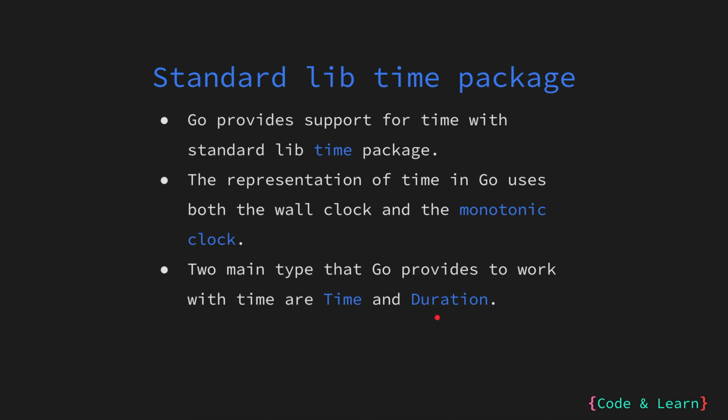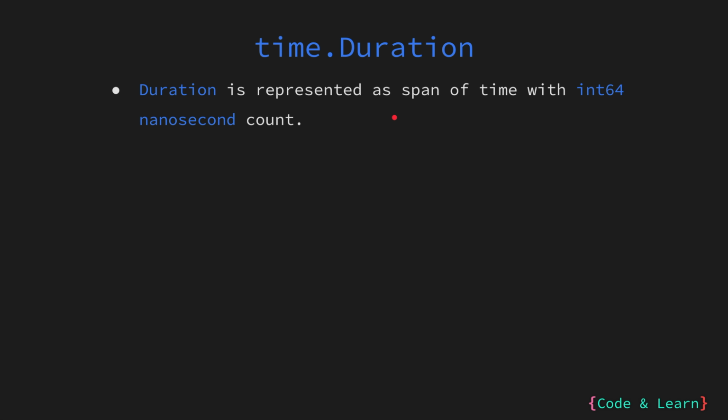The two main types provided by Go to work with time are time.Time and time.Duration from the time standard lib package. Let us talk about time.Duration first. The type time.Duration represents a span of time as an int64 nanosecond count. This means it stores the duration in nanoseconds, the smallest unit of time in Go. This also means that the largest representable time duration in Go is approximately 290 years. The following are the duration constants defined in Go. It omits defining a day to avoid confusion across daylight saving time zone transitions.